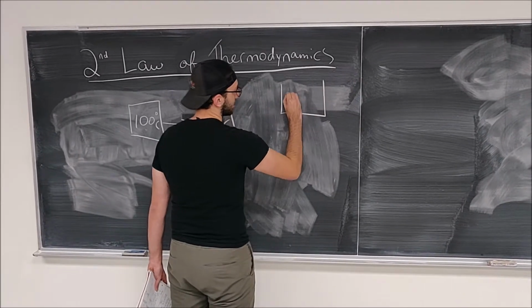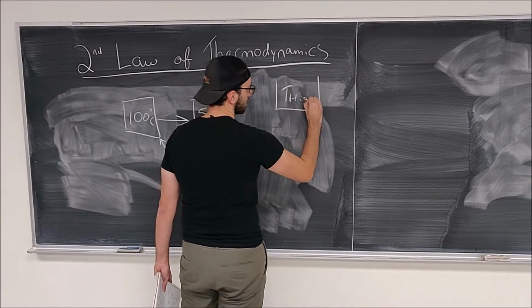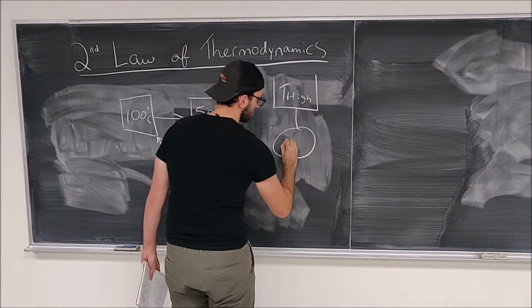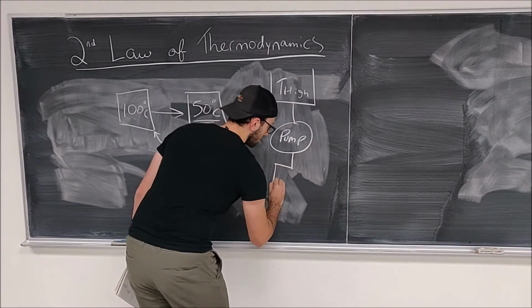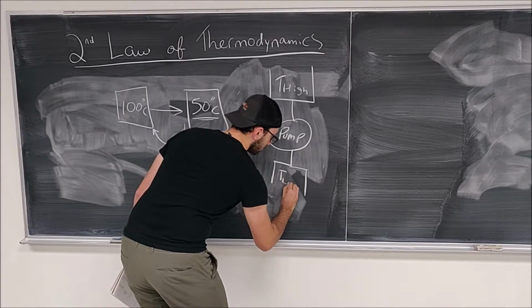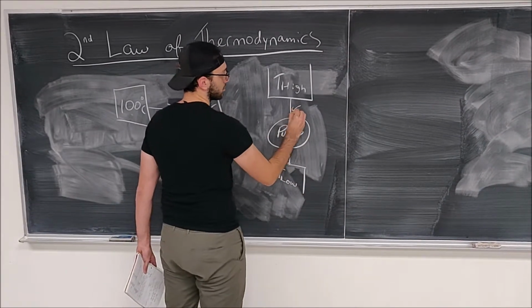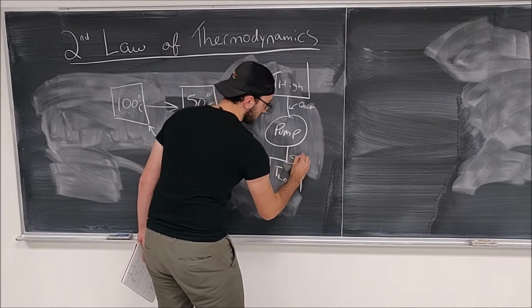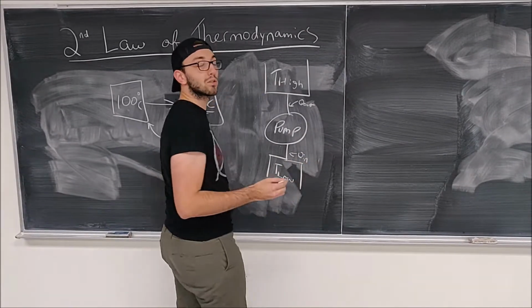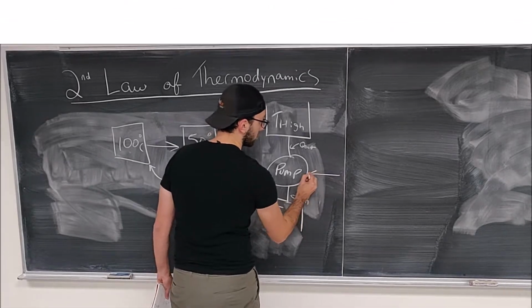The Clausius statement says that we have a T high, we have a pump, and the T low. Here we have the Q out, which is the heat out. And here we have the Q in, heat in. But we need work, and we need work in.